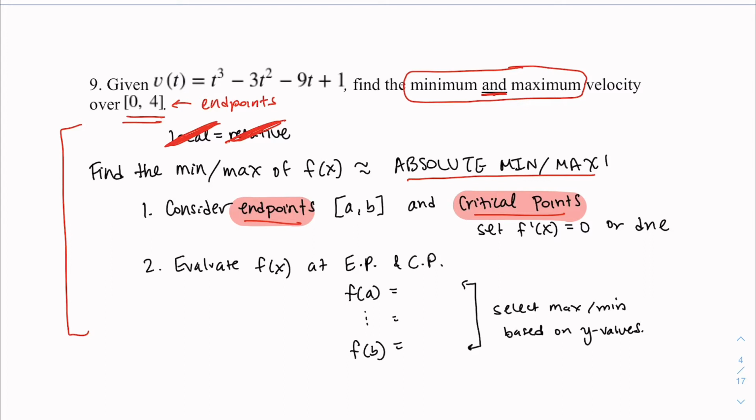So the way that we get our critical points is whatever we're trying to find the max or min of, let's call it f of x, we take its derivative and set it equal to 0, or find where its derivative doesn't exist. Next, we take all of the points we've come up with, and then we evaluate the function at those points. So then we basically plug those in. Let's say our endpoints were a and b. We're finding f of a, f of b, and then any of the critical points. We'll plug those in also. Then we'll simply select our max and our min based on the y values we come up with.